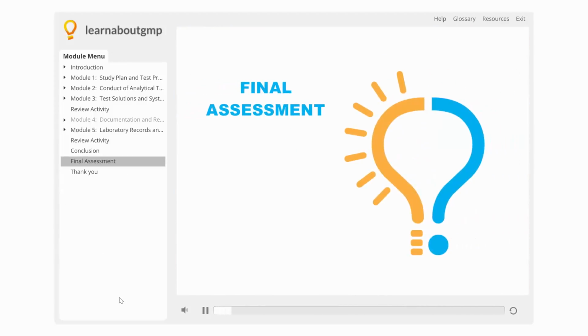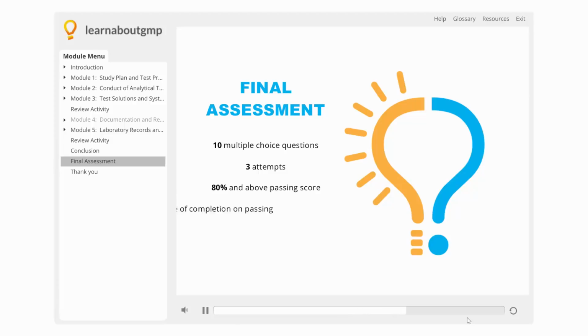Now it's time to take the final assessment. This assessment will consist of 10 multiple-choice questions. You will have 3 attempts to pass this assessment. To pass this assessment, you will need a score of 80% or above. A certificate of successful completion will be issued if you pass the assessment. Best of luck and keep learning.